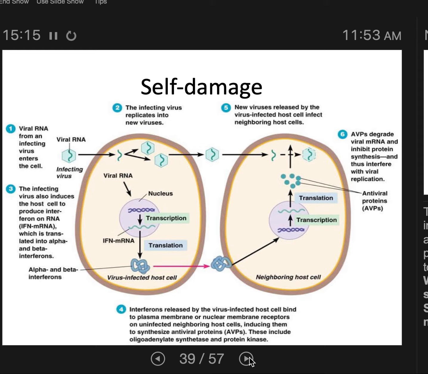So if the cell shuts down its own transcription and translation, the virus cannot replicate. So in response to viral infection, our cells produce interferons, which shut down transcription and translation, and they release those interferons to neighboring cells to shut down transcription and translation of the neighboring cells, hopefully before the virus gets there. Now this kills the host cell because the cell also needs transcription and translation to survive.